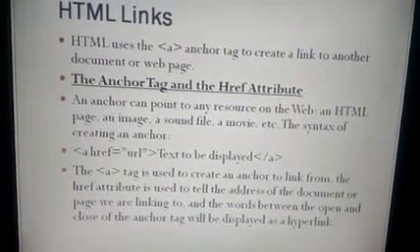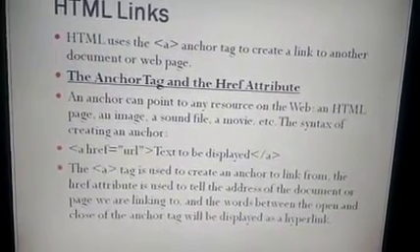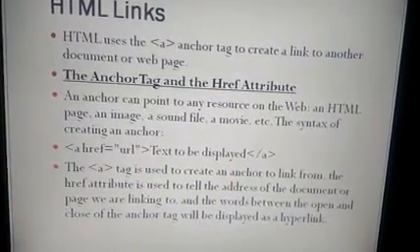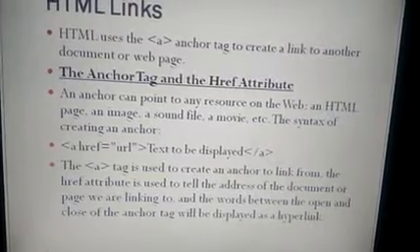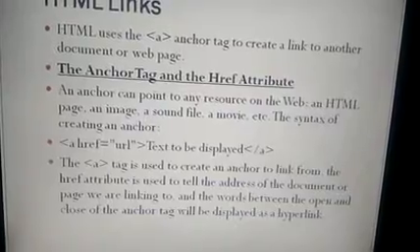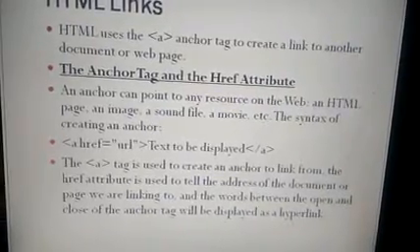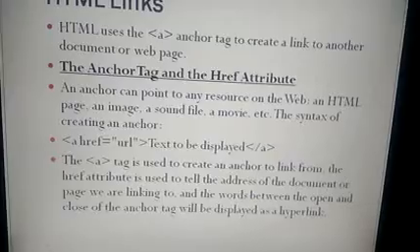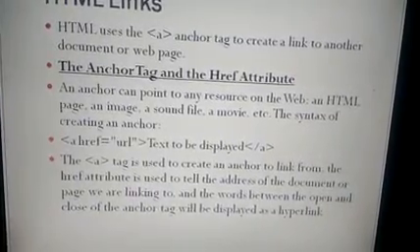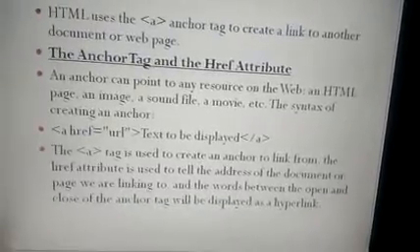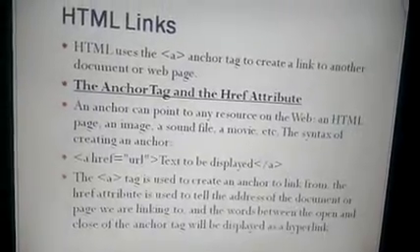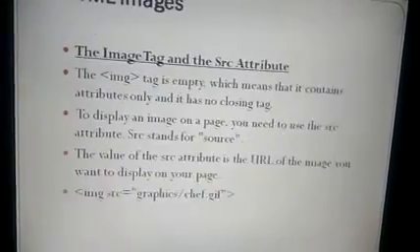The A tag is used to create an anchor to link from. The href attribute is used to tell the address of the document or page we are linking to, of course. So the anchor tag tells which page you would be referring to, okay? And the words between the open and close of the anchor tag will be displayed as a hyperlink. So this is how two pages on the web are connected with the use of the anchor tag and href attribute.